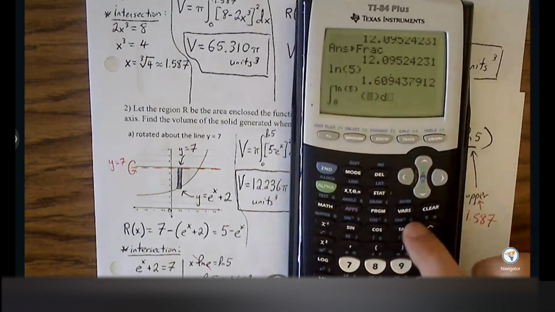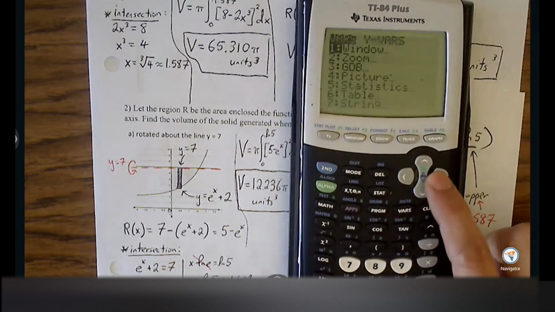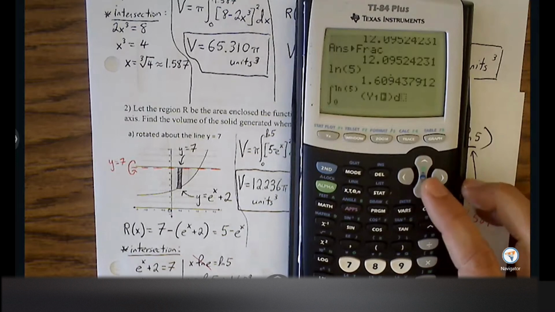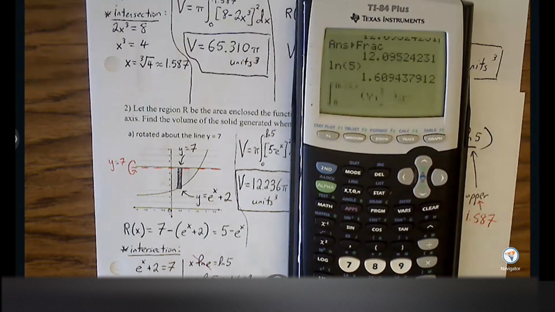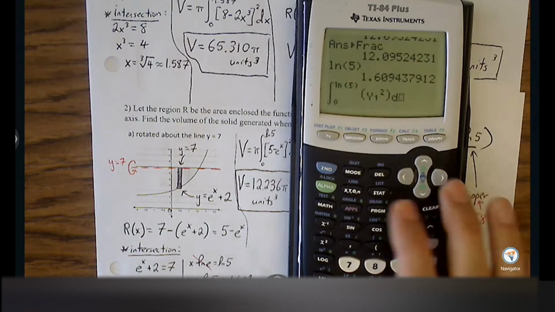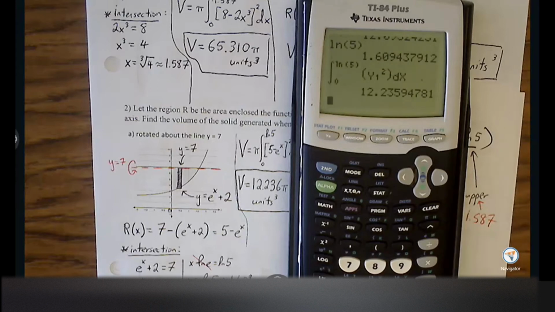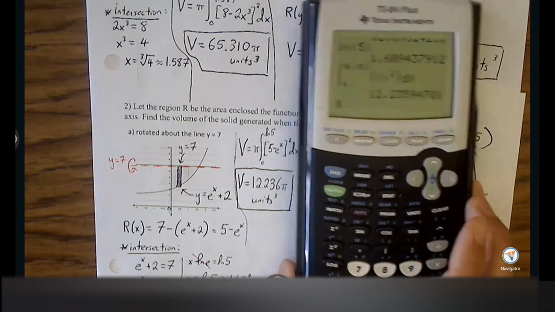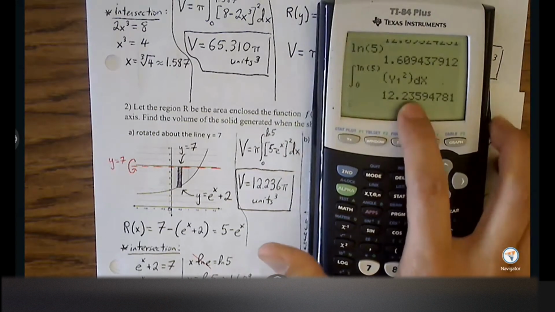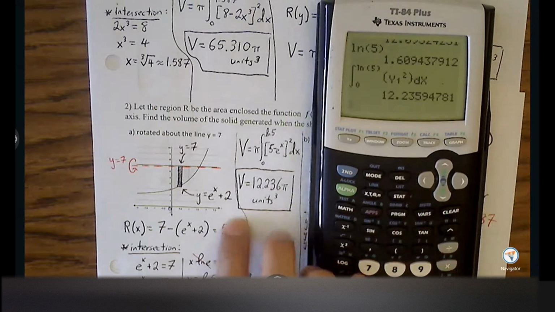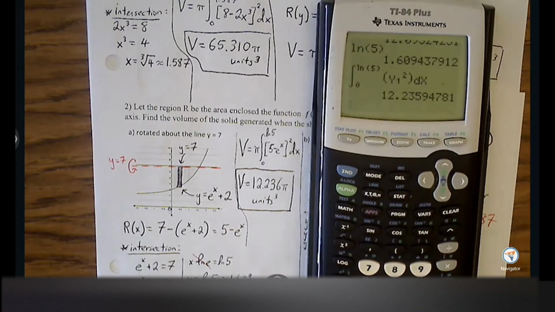So I have it stored under y1. To get to that, you're going to go to vars, scroll over to yvars, function. And I don't need parentheses here. I can just say squared. I'll just take everything that I have stored under y1, which is my radius expression, and I have a cleaner expression without having to keep track of all those parentheses. That's part of my problem. Okay, you should get 12.236 pi units cubed. You can either keep that 5 or round it to a 6.